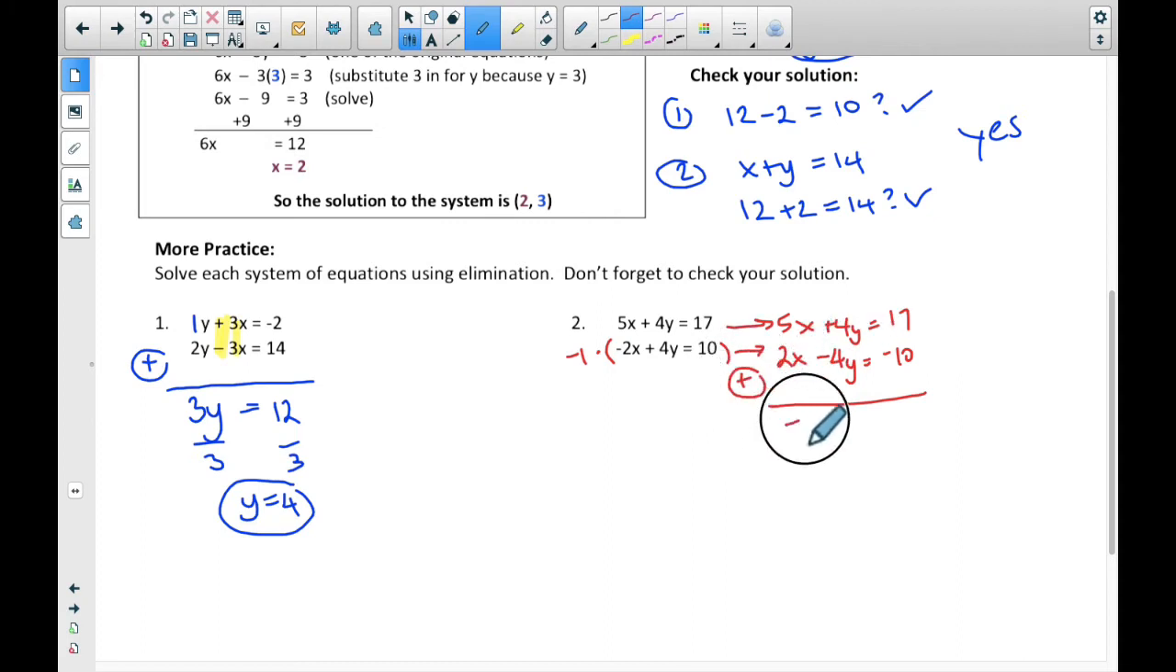And so this is going to come up to be 7x. These add up to 0. And here we get a 7. Divide by 7 and we get x equals 1.